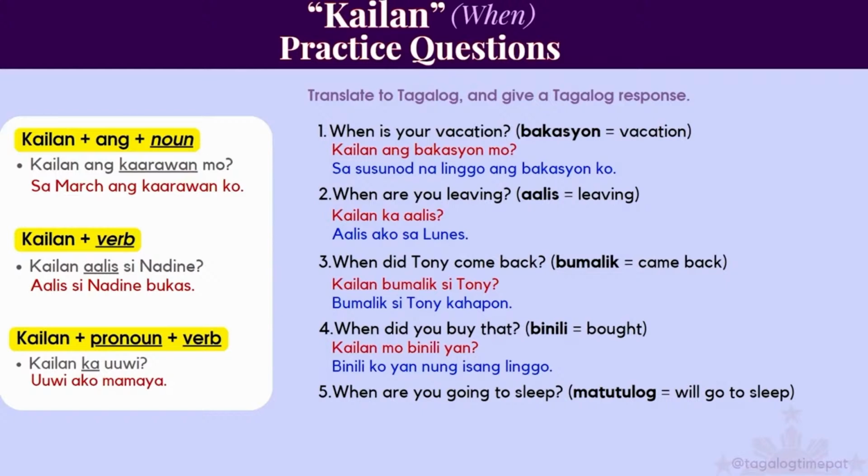Number 5, when are you going to sleep? Matutulog means will go to sleep. So, kailan ka matutulog? This is just rule number 3. Kailan plus a pronoun plus a verb. Kailan ka matutulog? Matutulog ako mamaya.